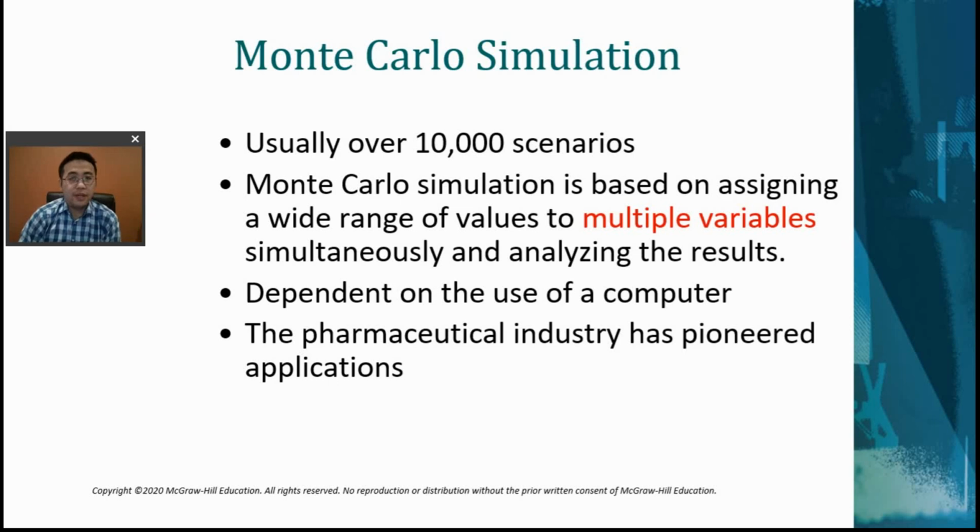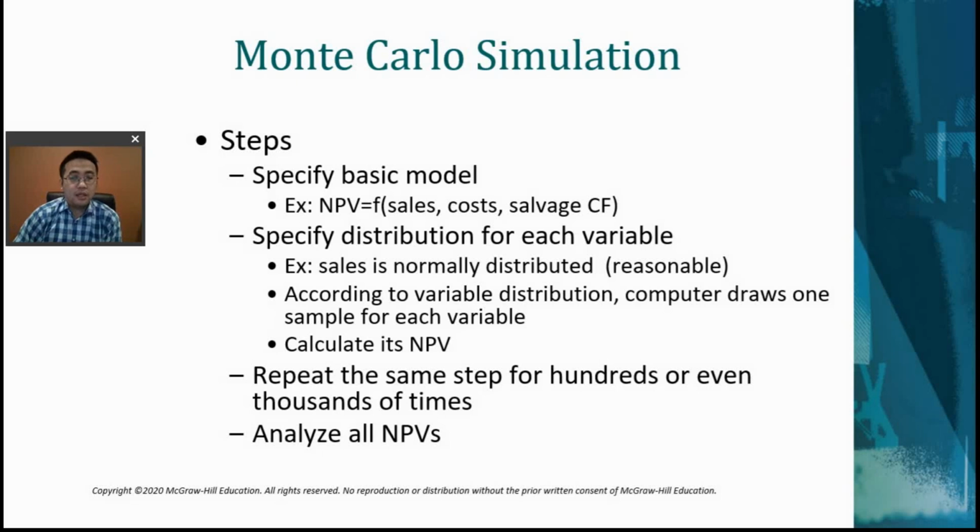This is a very advanced method. It was pioneered by the pharmaceutical companies in this country because that industry has a lot of risk and uncertainty, so they have to do a very good job in controlling the risk. And in the Monte Carlo simulation, here are the steps. Number one, you need to define your model. You will need to know NPV is a function of all the variables you need to consider and how NPV is determined by these variables.